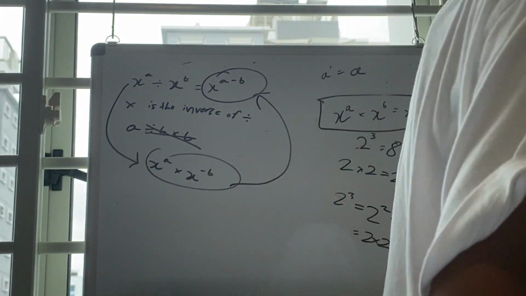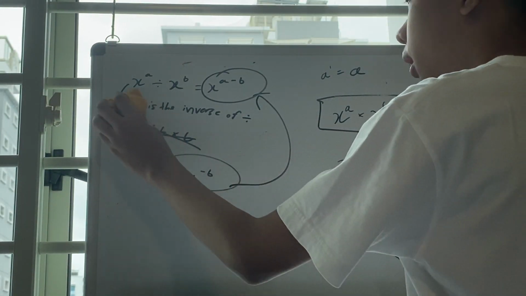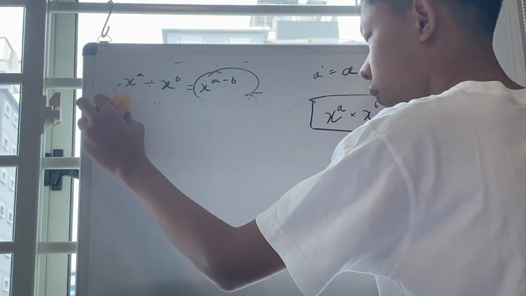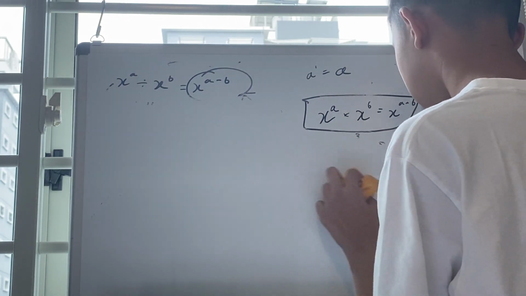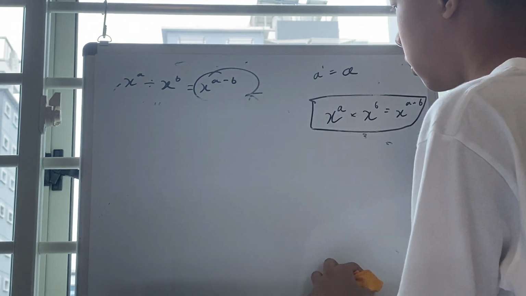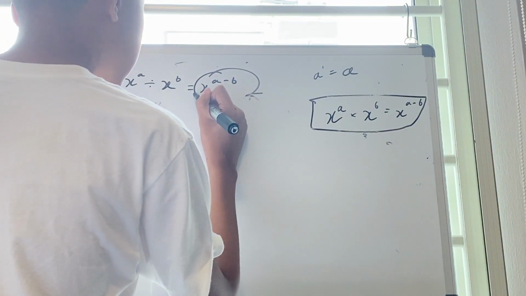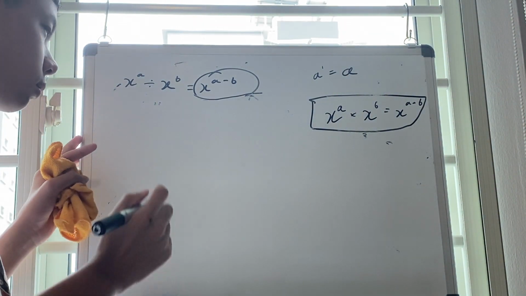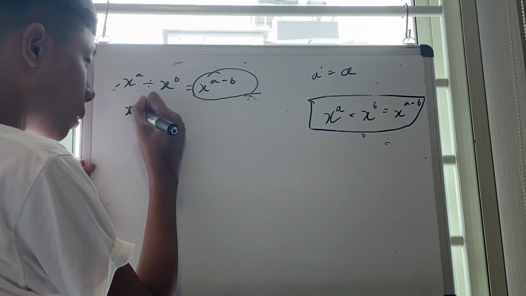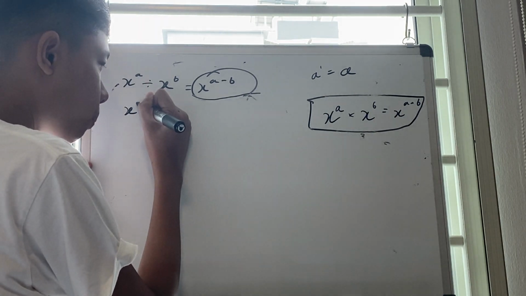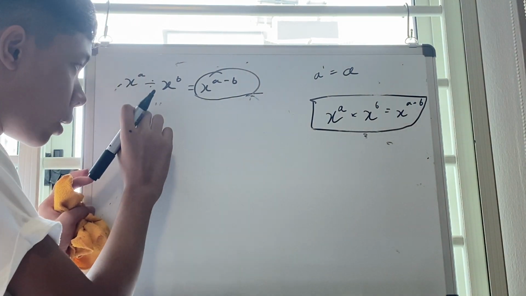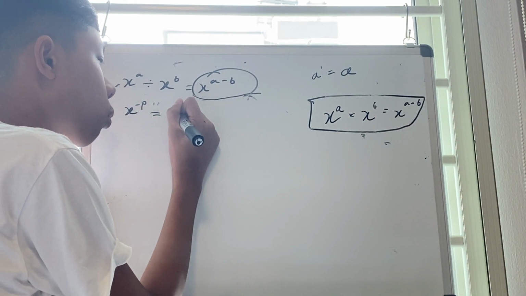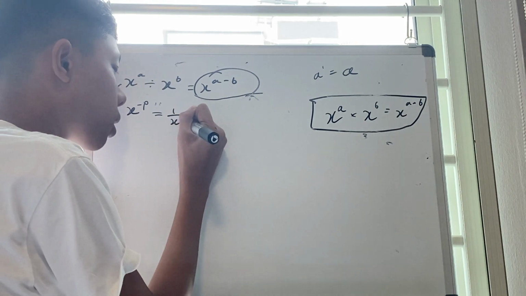Now, let me show you another property of exponents. Remember that negative sign? Let's just write negative p. So x power negative p evaluates to 1 over x power p.